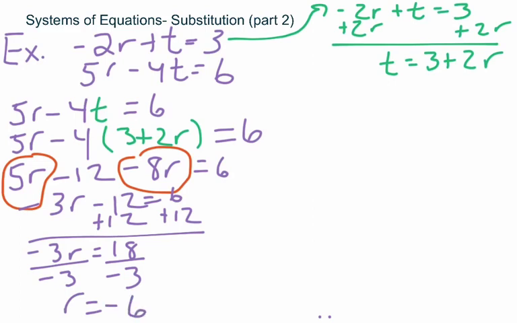6. Again, remember what you're looking for. What is the solution to a system? It's the values of the variables that make all the equations true. Right now, I only have a value for r. In order to solve this, I need to have a value for t as well.